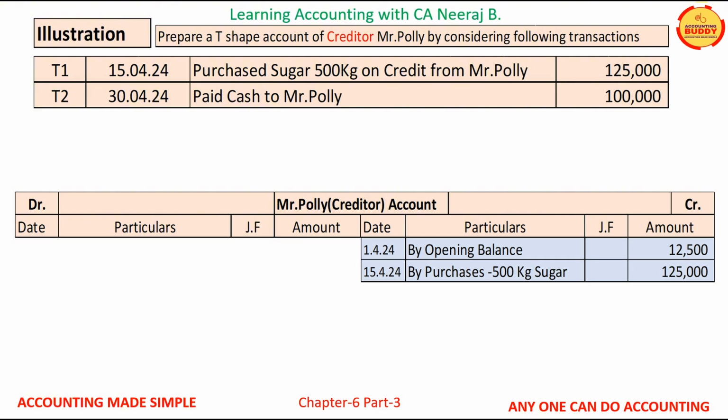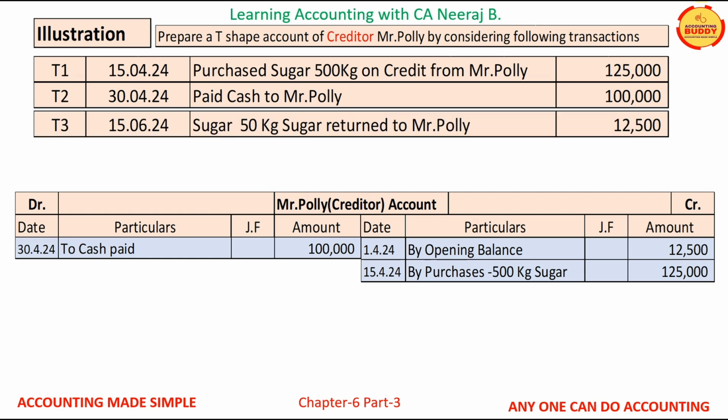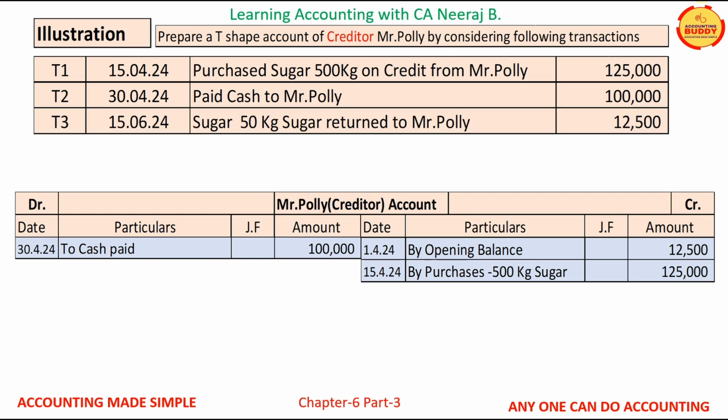As per the liability account rule, the liability account will be debited when the liability reduces. Therefore, this transaction of 100,000 will be recorded on the right hand side, that is the debit side of Mr. Polly's account.